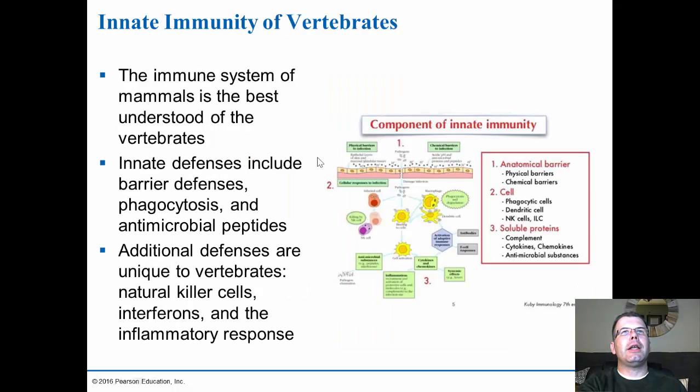Okay, now again, innate immunity of vertebrates. The immune system of mammals is the best understood of all vertebrates, and these include barrier defenses, phagocytosis, and antimicrobial peptides. Natural killer cells, interferons, and the inflammatory response are also only seen in vertebrates and not invertebrates. So we have these cells that go in and kill things. We have interferons, which stimulate the immune system, and it's probably because we have the adaptive that they're important. They trigger different types of responses. And then we have the inflammatory response, which is really the body saying, we have an infection, let's do something about it. It helps stimulate the rest of the immune system that we have.